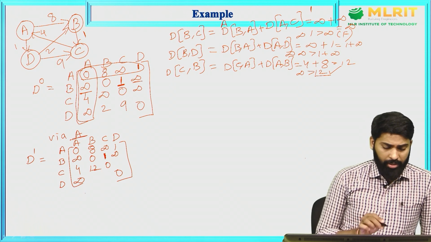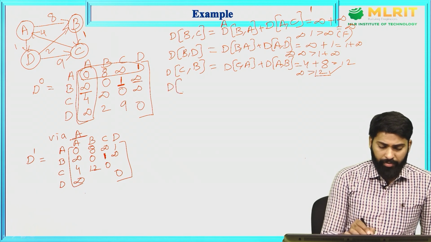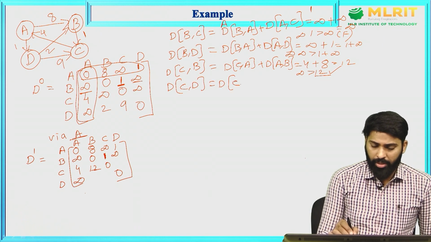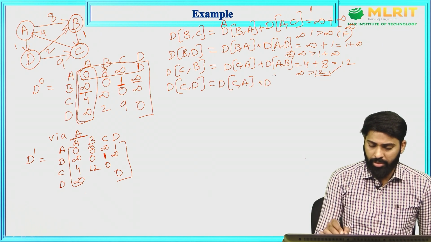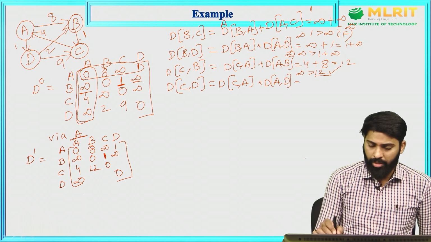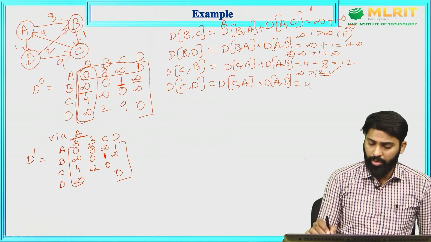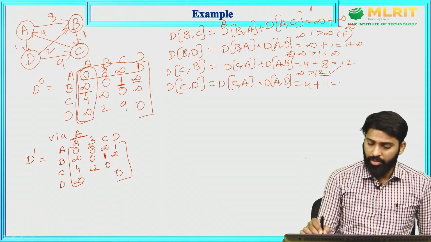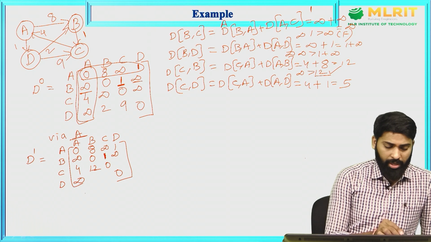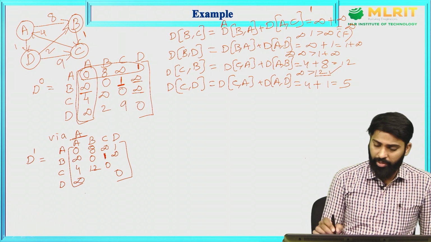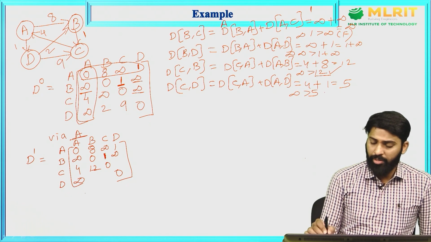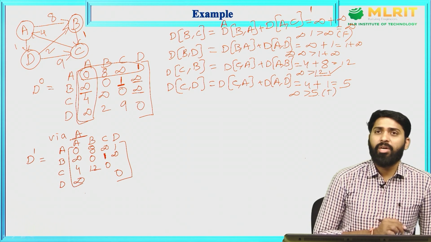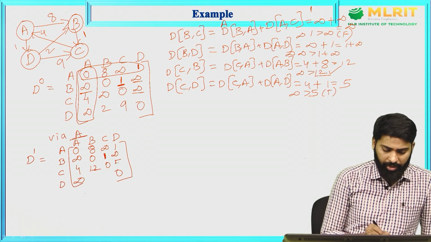Okay. So next one, distance of C to D. What is the formula? Distance of C to A plus distance of A to D. So what is the distance of C to A? 4 plus, what is the distance of A to D? A to D is 1. So 4 plus 1, 5. So what is the actual distance of C to D? Infinity. Infinity greater than 5? Yes, it is true. So now I assign 5 as the distance of C to D. So here it is 5.